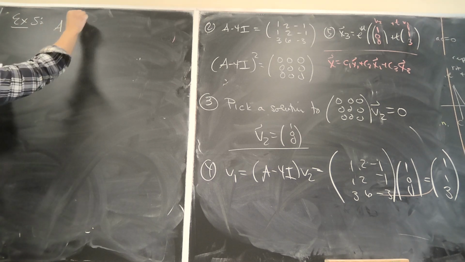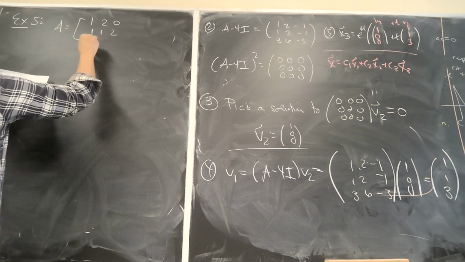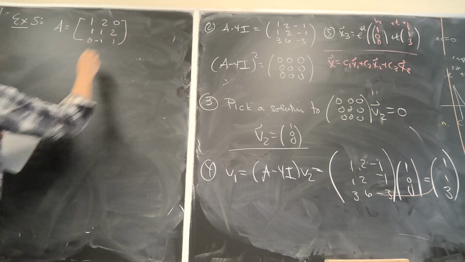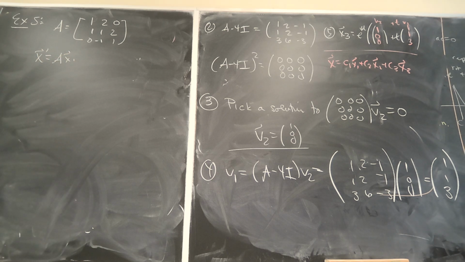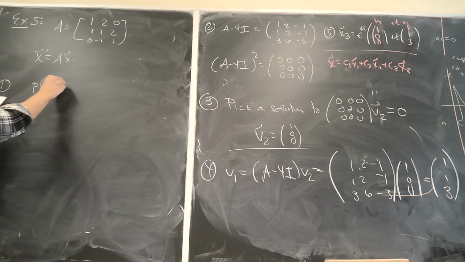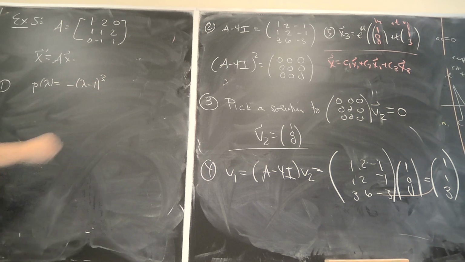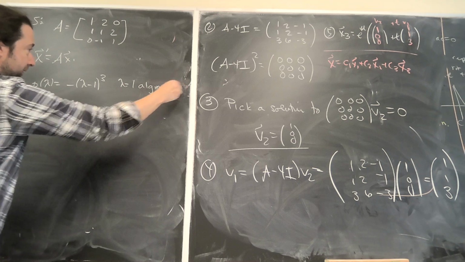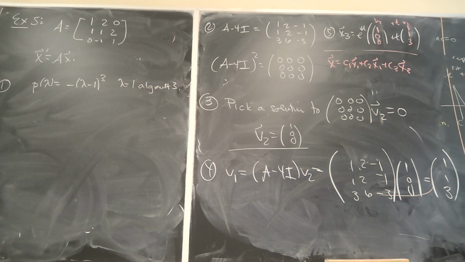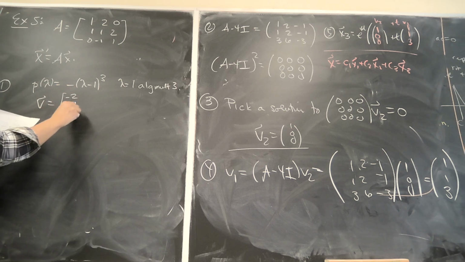So we're going to look at A equal to 1, 2, 0, 1, 1, 2, 0, minus 1, 1. And we'll look at x prime equals Ax. For step 1 in this case, the characteristic polynomial is equal to negative (lambda minus 1) cubed. So lambda is equal to 1 with algebraic multiplicity 3. And this time, there's only one eigenvector. V is just equal to the span of minus 2, 0, 1.